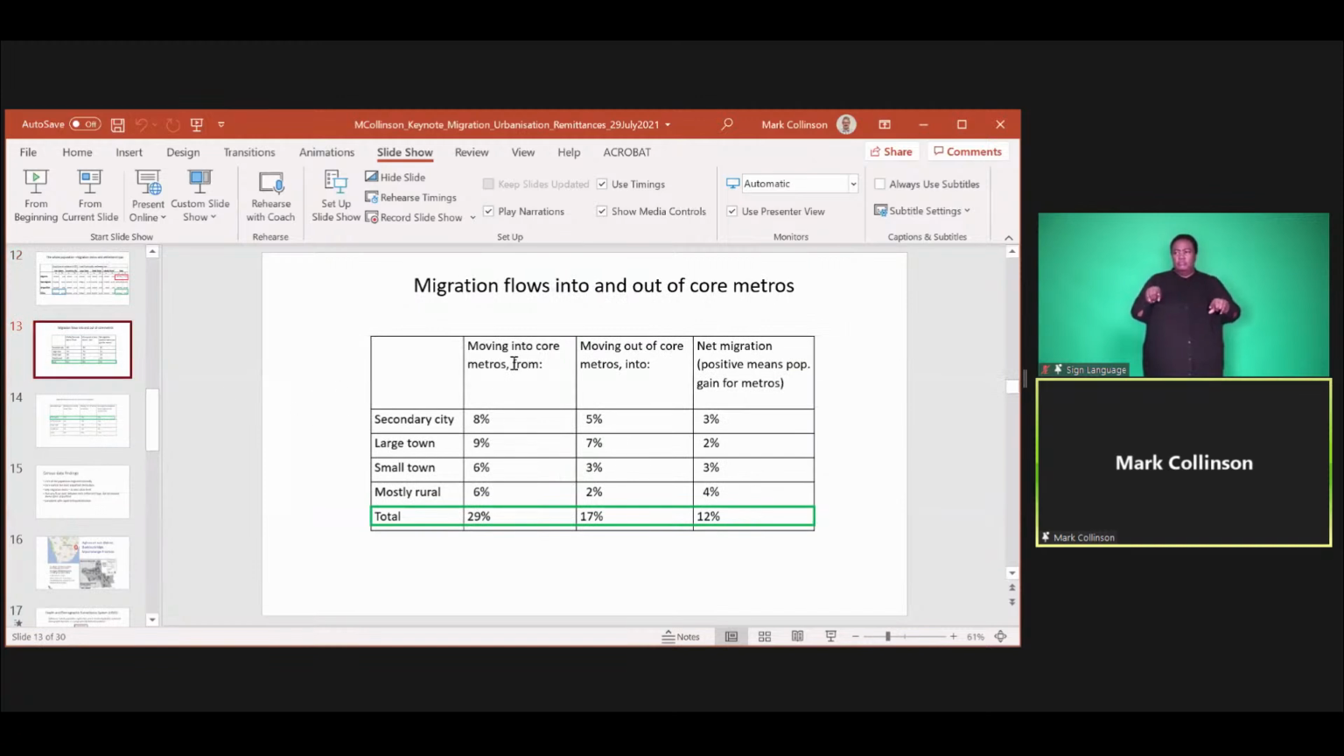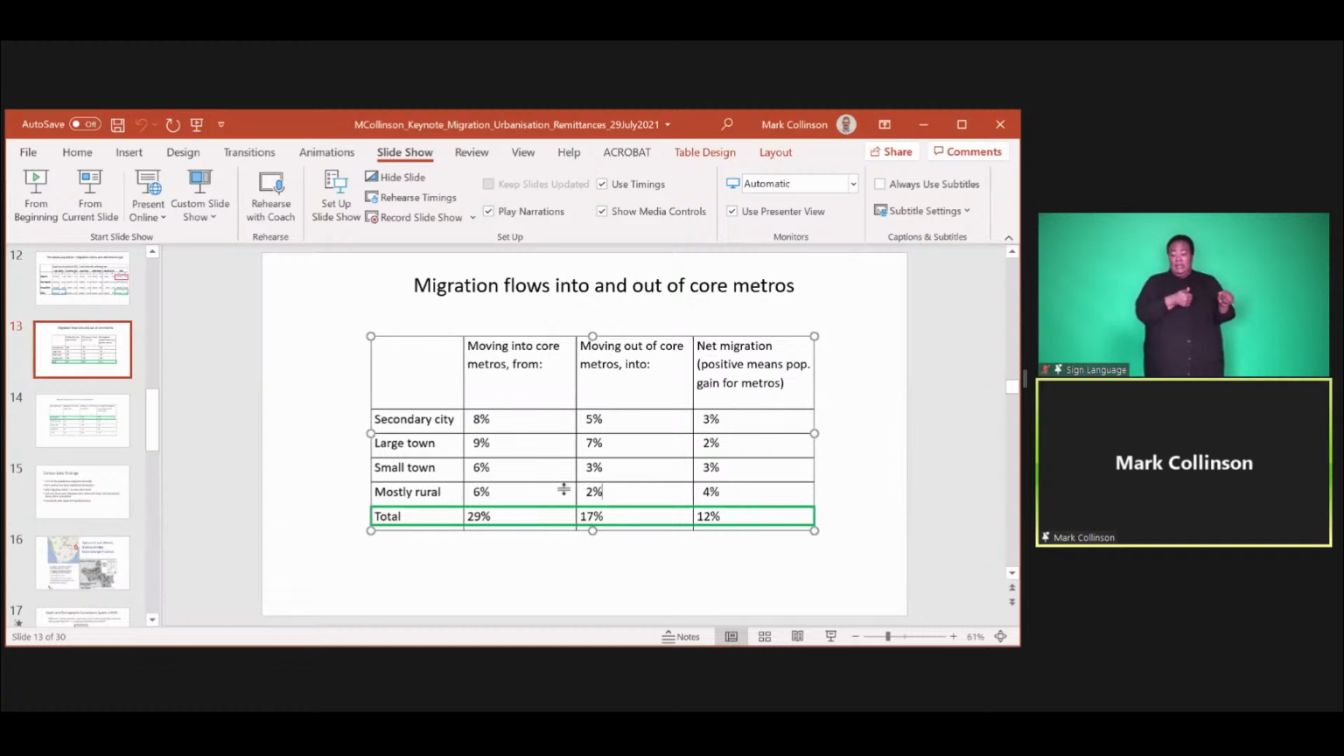Here's one of them. This is showing flows into and out of core metros. Into the core metro from a secondary city, for example, 8% of the moves. Out of the core metro into the secondary city, 5. Why this is relevant is look at the net migration from these different streams. So is the core metro gaining more in a net migration sense? Well, the biggest one is mostly rural, 6% leaving rural area, 2% coming back, giving us a 4% net migration.